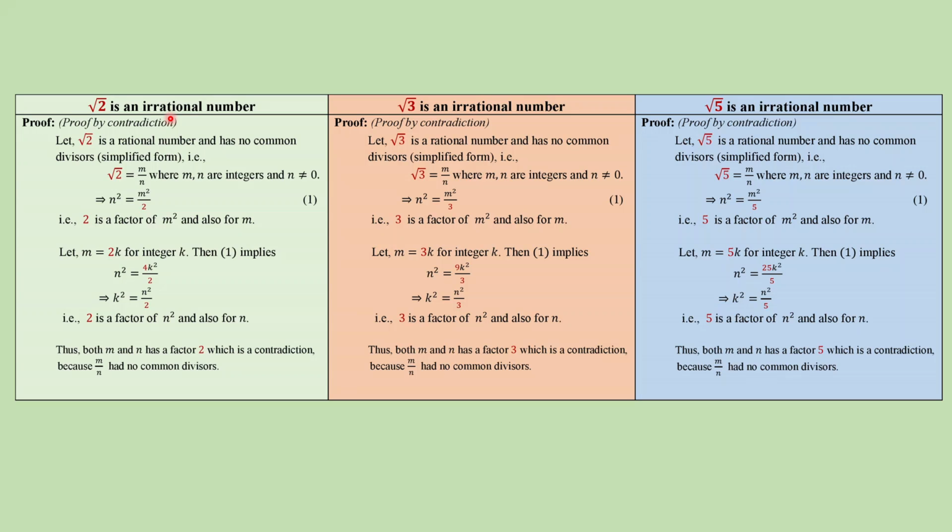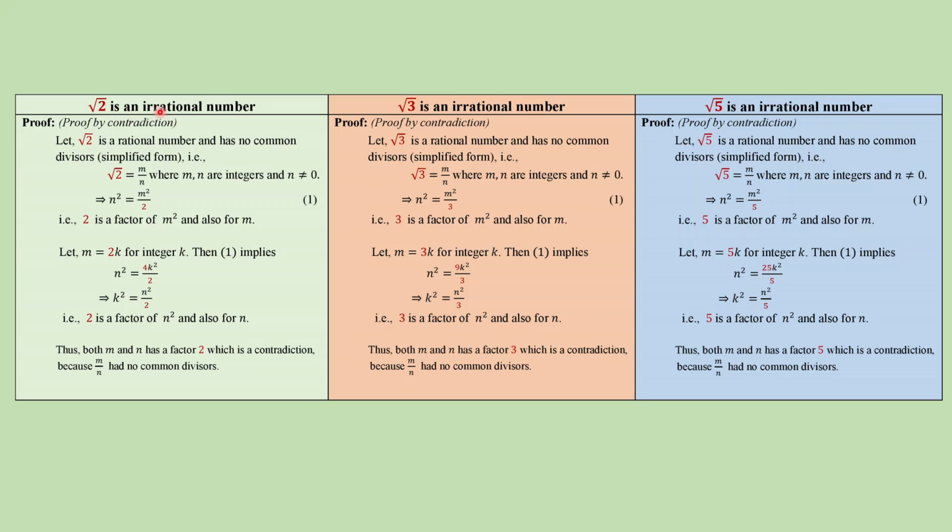In this video, we will prove that root 2 is an irrational number. Similarly, you can prove that root 3 is an irrational number and root 5 also an irrational number. Now, if you know the proof of any of them, then you can prove the others the same way. Now, we will prove it by the method of contradiction. So, what is the method of contradiction?